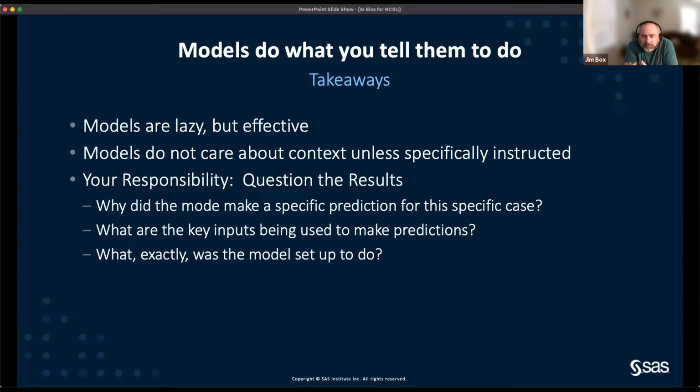So it's really important to understand what's being used to make the predictions and what exactly the model was set up to do. And part of our responsibility if we're the data scientists is to document this, right? Talk specifically about what the model was supposed to be doing and what it was supposed to be looking at, and talk specifically about how we checked to make sure that it was doing things in a sensible sort of way.